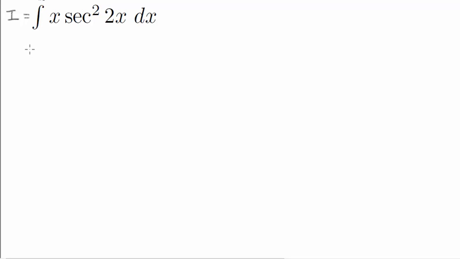Alright, so we're now going to be dealing with the 8th problem in Jim Coroneos' list of 100 integrals. We're dealing with the integral which I've named I again, and I is equal to the integral of x multiplied by sec squared of 2x dx.